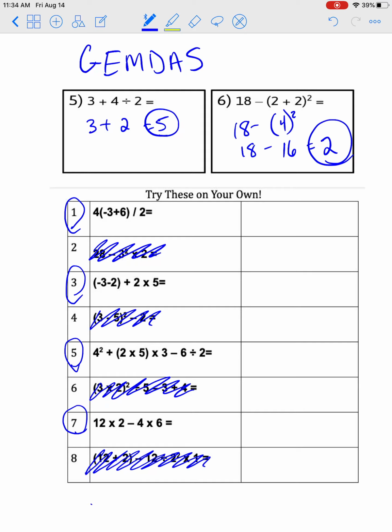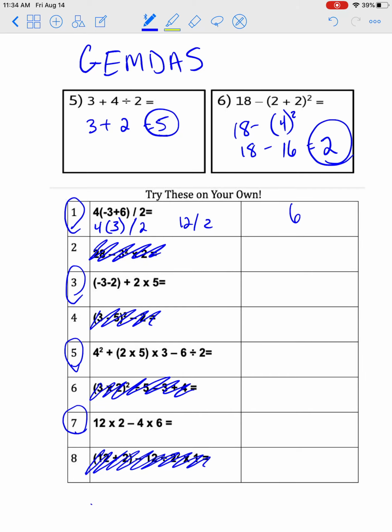So here's the questions and here's the answers. Number 1, what do we get? We get 6, I hope. And here we go. I've got parentheses. Therefore, negative 3 plus 6 is 3. Then I'm going to times it by 4 and divide by 2. That gives me 12 divided by 2, which gives me 6.